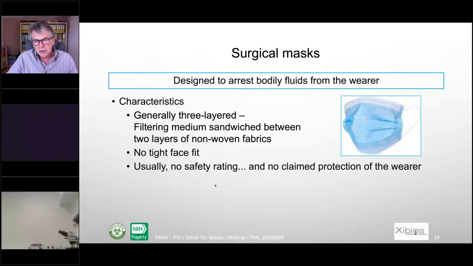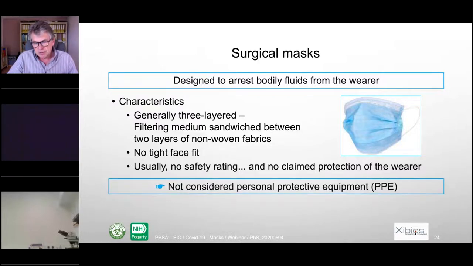Also, in general, there is no safety rating. There are some standards, but it's not so strict, and it's not really a safety rating. And there is no claim of protection of the person who wears the mask. As a consequence, surgical masks are not considered personal protective equipment, meaning, for instance, that in industry or in a setting where there are regulations that say that the employer must provide personal protective equipment to the employees, they cannot be provided because they are not considered personal protective equipment.